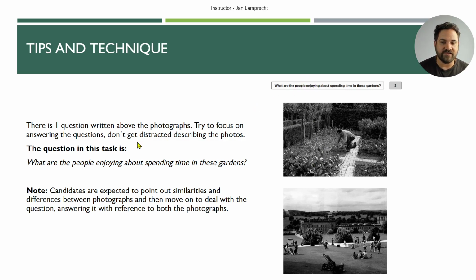Okay, so here it is. What are people enjoying about spending time in these gardens? That's the question. Candidates are expected to point out similarities and differences between the photographs and then move on to deal with the question, answering it with reference to both photographs. You have to use all the information given to you in this task. You've got the question, you've got 2 photographs. You have to make them all work together.